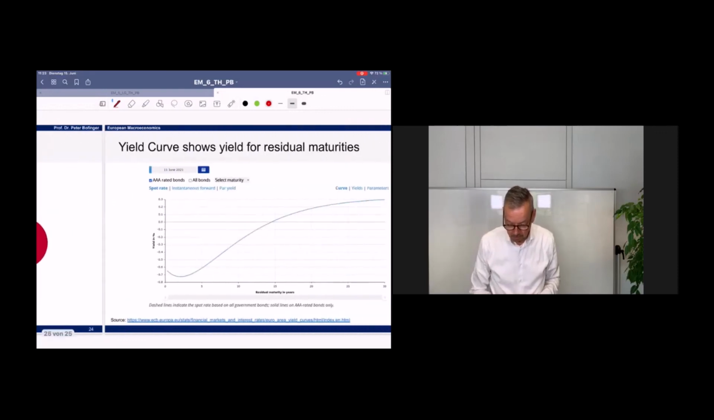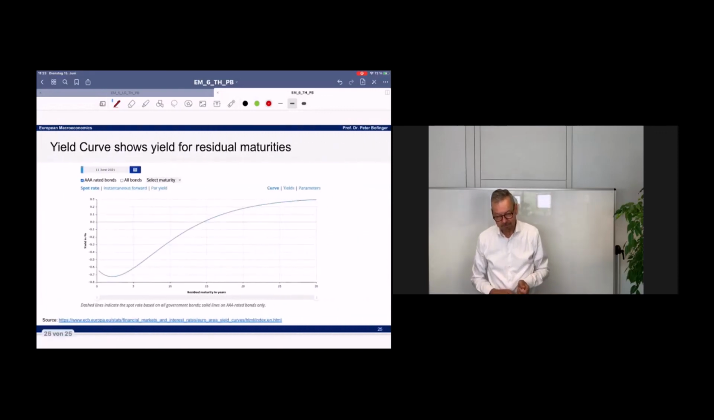Maybe just a word, what is the yield curve? The yield curve shows the yield for bonds by residual maturity. So this is a yield curve, quite recent, from the ECB. And here you have the yield of bonds. And here you have the residual maturity of bonds in years.